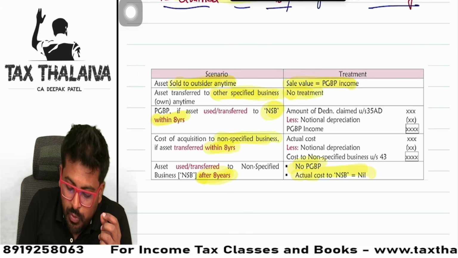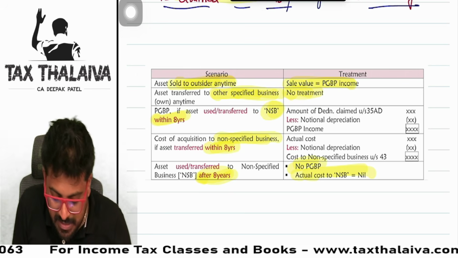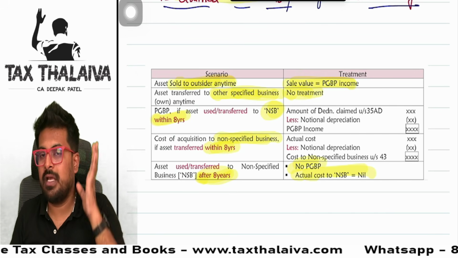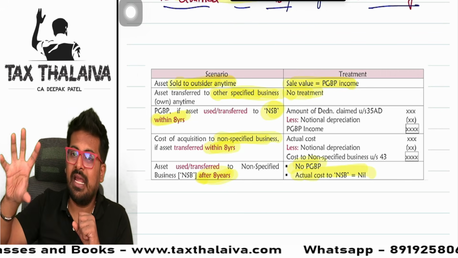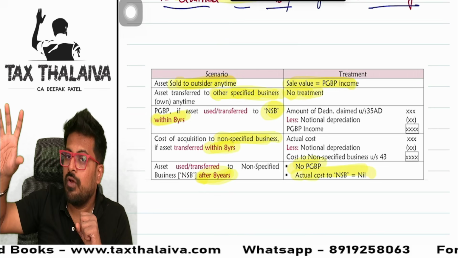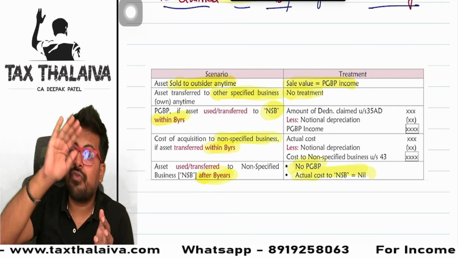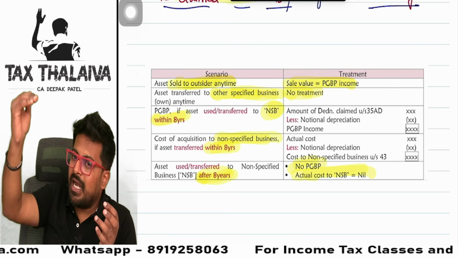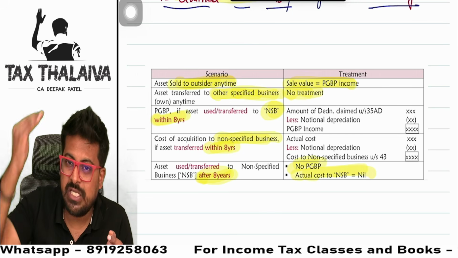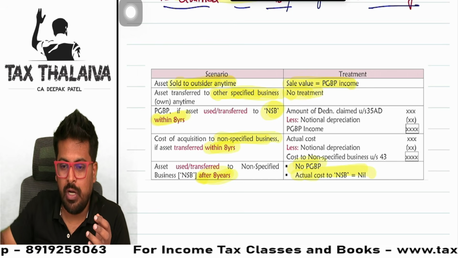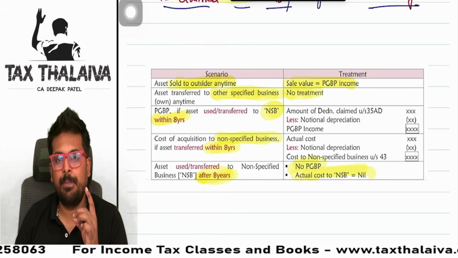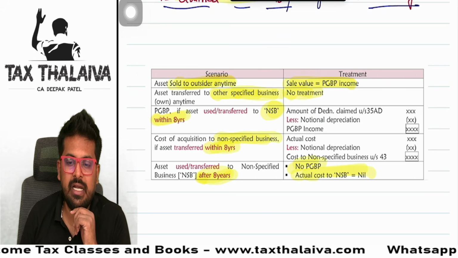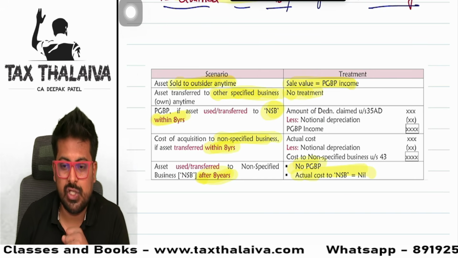But if you transfer the asset to a non-specified business within 8 years, then you are breaching the law. In that case, what will happen? PGBP income will arise. How much income? First, you take the cost of the asset which you claimed as deduction under section 35AD. From that, you remove the notional depreciation, meaning depreciation for the period for which you used the asset for the specified business. The net will be called PGBP income, which will be taxed in the hands of the person who earlier claimed the 35AD deduction.